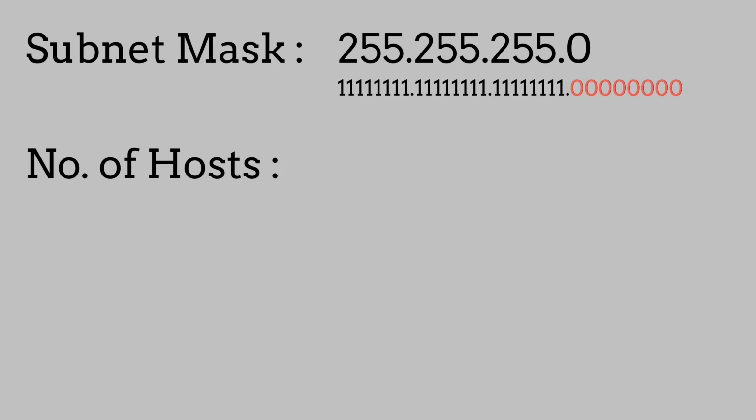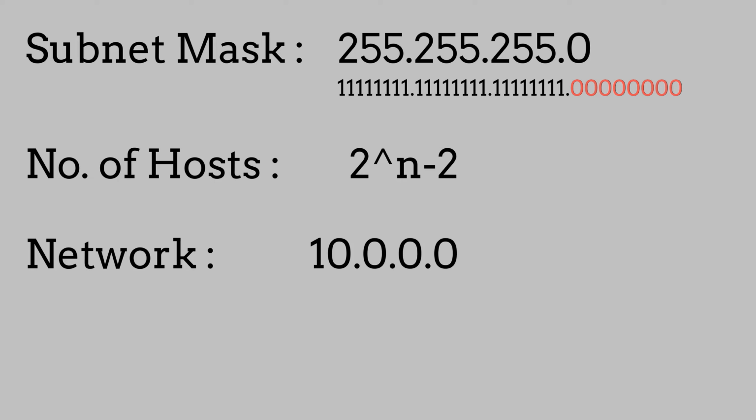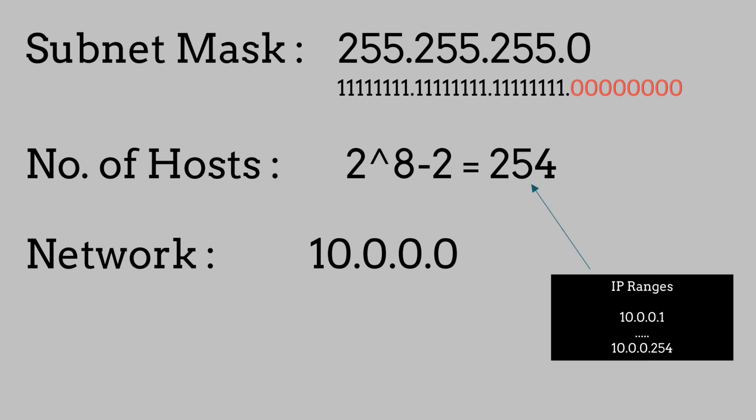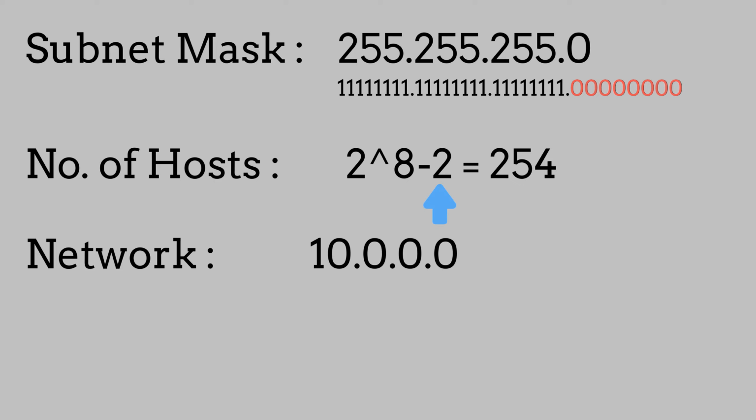In our example, the subnet mask 255.255.255.0 has 8 zeros in its binary representation. The number of hosts can be calculated using the formula 2 to the power n minus 2, where n is the number of zeros. So, the network 10.0.0.0 with the subnet mask 255.255.255.0 can have 2 to the power 8 minus 2, which is equal to 254 hosts. This implies that you can have up to 254 devices, each with its own unique IP address, ranging from 10.0.0.1 to 10.0.0.254.